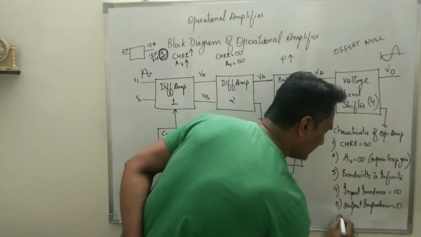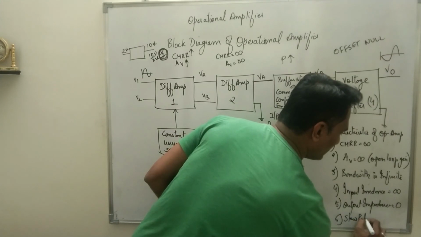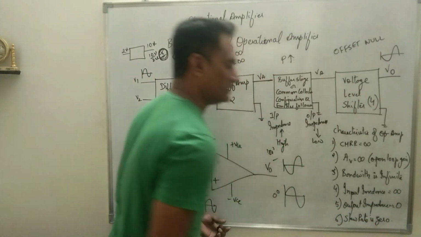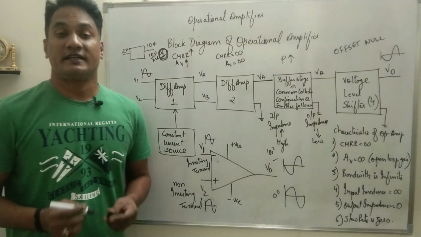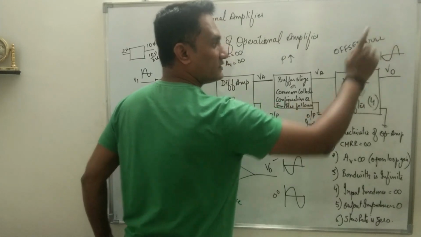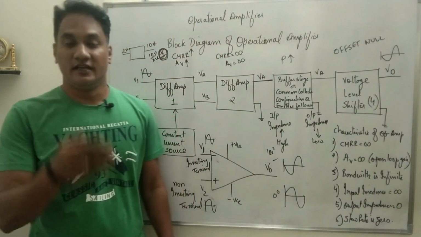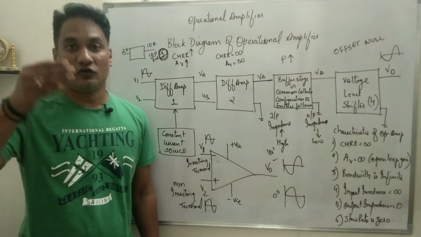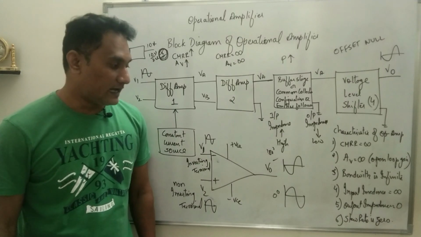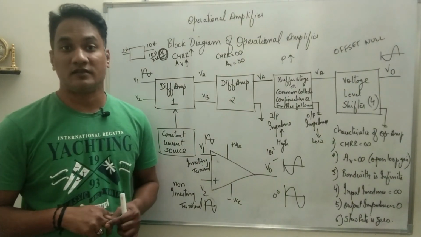And sixth is slew rate is 0. Slew rate is the time taken by the output to reach its final value as soon as input is changed. इनपुट चेंज करने के बाद में आउटपुट को अपने फाइनल वैल्यू तक पहुंचने के लिए जो टाइम लगेगा, वी कॉल दैट एज स्लीव रेट. Same thing we have understood in chapter number 3, logic families.